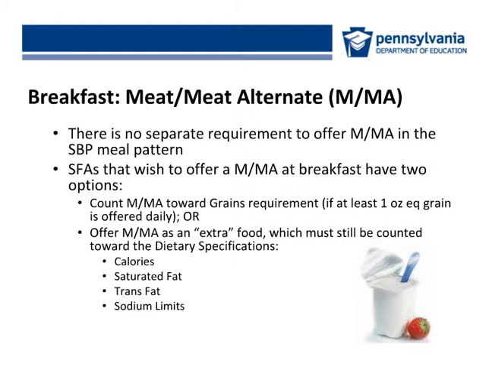Under the second option, the meat or meat alternate can be offered as an extra in the meal. Keep in mind that it still must be counted toward the weekly dietary specifications, and this can make meeting those dietary specifications challenging. This optional substitution is intended to allow menu planning flexibility while promoting the consumption of whole grain foods consistent with the recommendations of the Dietary Guidelines for Americans.